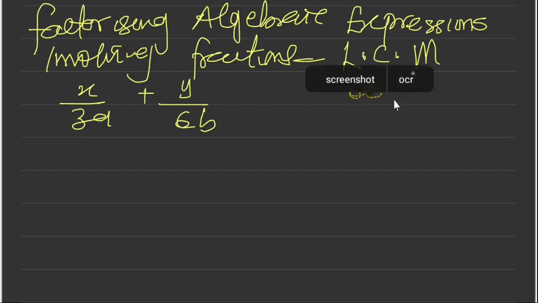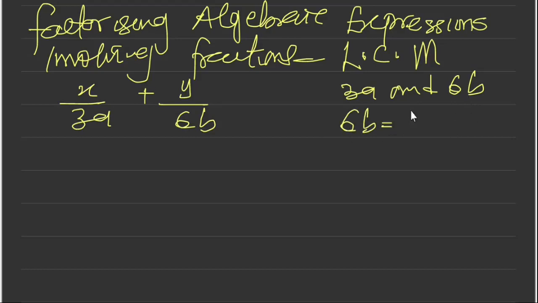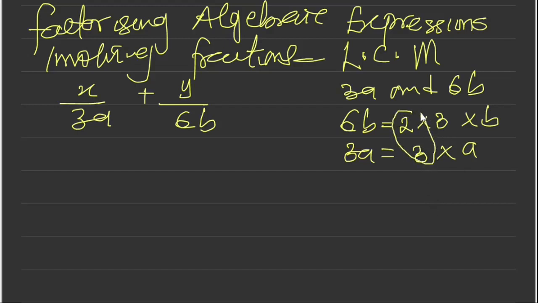From 6b, we have 3a and 6b. So we have 3 times a, and 6b gives us 2 times 3 times b. Now the lowest common multiple that both will go into, 6 and this, so we have 6ab. So the L.C.M will now be 6ab.